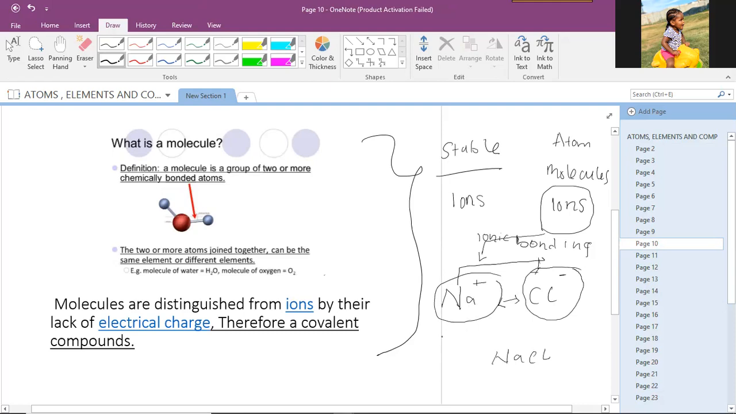Positively charged ions are known as cations, and negatively charged ions are known as anions. Negatively charged ions are known as anions.